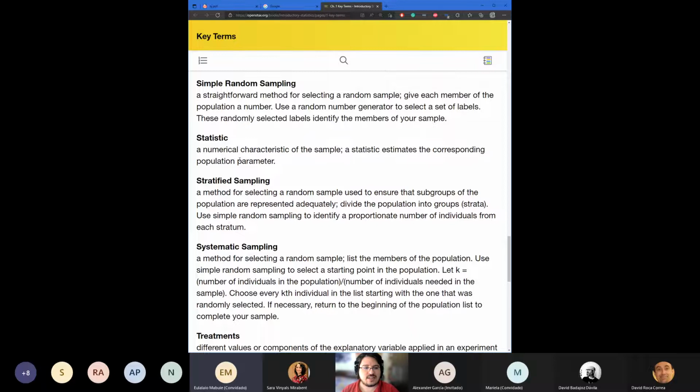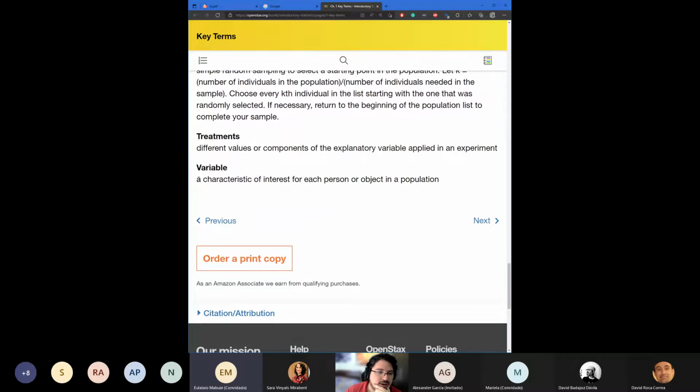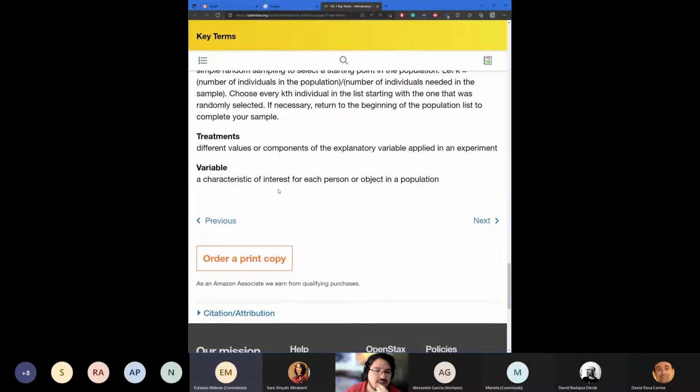So a statistic is a numerical value that you quantify to estimate a population parameter. Okay, and finally, variable: anything of interest in a sample or population. But we already mentioned this a couple of times. Any questions about these items?